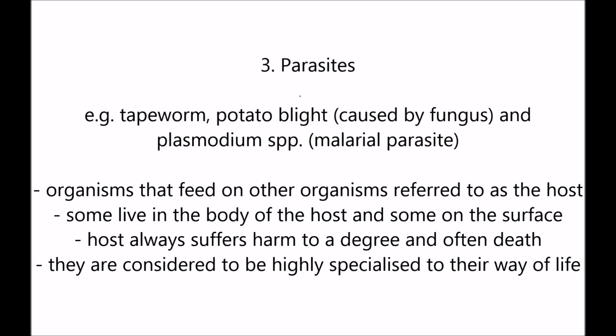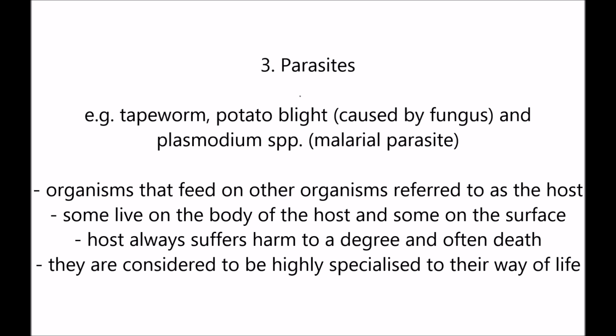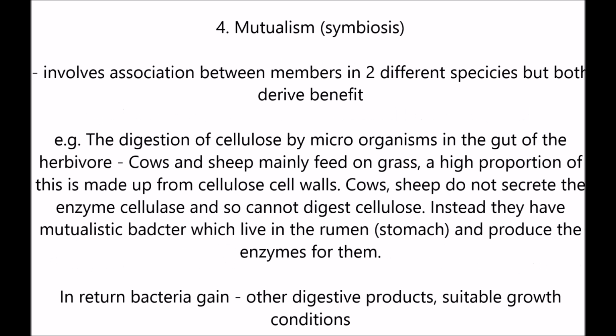The third type of heterotrophic feeding is parasites. These are organisms that feed on other organisms referred to as the host. Some live on the body of the host and some live inside. The host always suffers harm to a degree and often death. Parasites are considered to be highly specialised and show considerable adaptations to their way of life. Examples are the tapeworm, the potato blight, which is caused by a fungus, and Plasmodium spp, which is a malaria parasite.